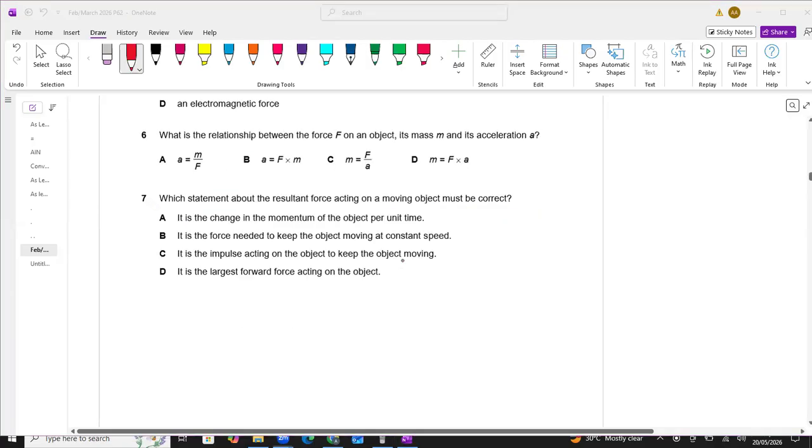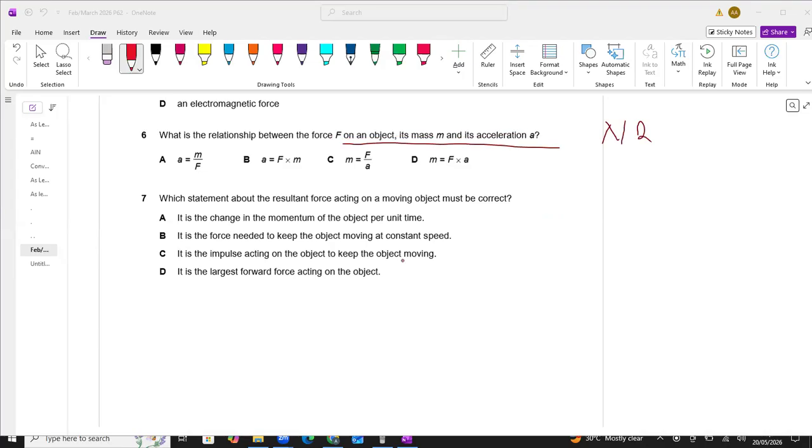All right. Now, look at question number 6. What is the relationship between the force F on an object, its mass m, and acceleration? So it's a very easy question, students, and you can identify they are talking about Newton's second law of motion. All right. Newton's second law of motion is resultant force is equal to ma. Resultant force is equal to ma. But in these options, you cannot find F equals ma. So it means we have to check which variable they are making independent is correct or not. So in option A, they are saying a is equal to m upon F.